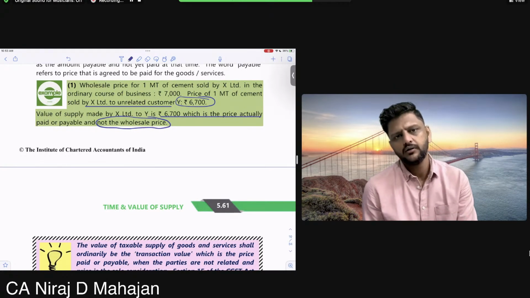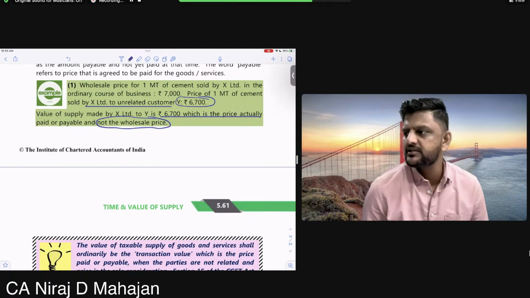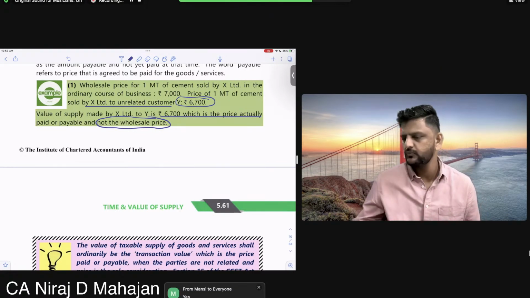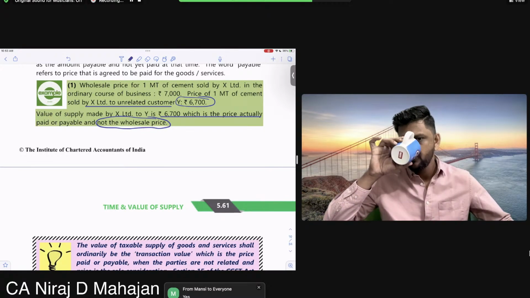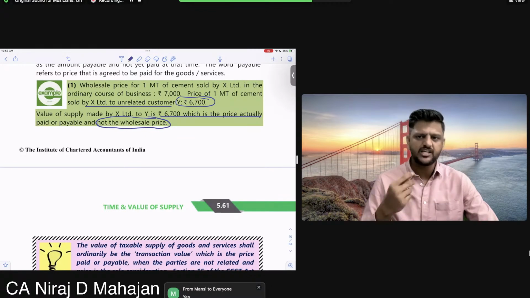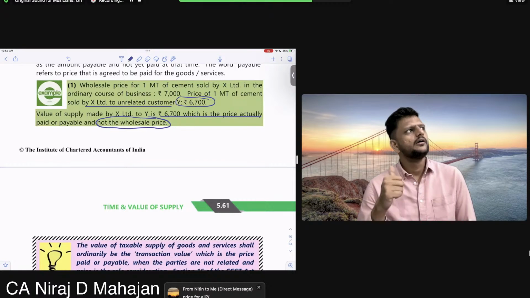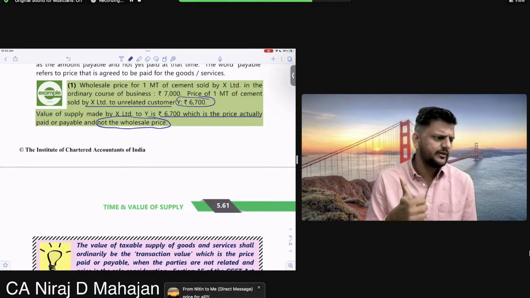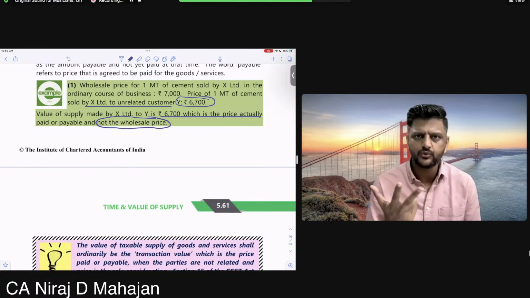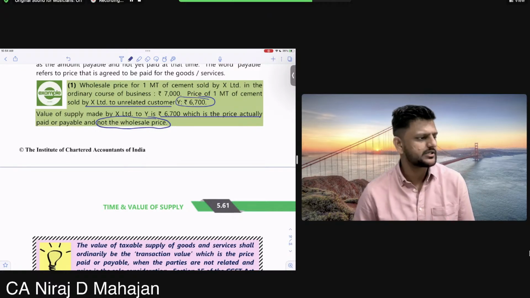Clear till here? But if they find out they were related parties, then they will say the transaction is not at arm's length price. Remember arm's length price now, all of you? So look at the wordings. Supplies between unrelated persons and price is the only consideration. Pay attention. What am I saying? Supplies between unrelated persons and price is the only consideration. The value of supplies is your transaction value. And what is transaction value? Price actually paid or payable by the customer.